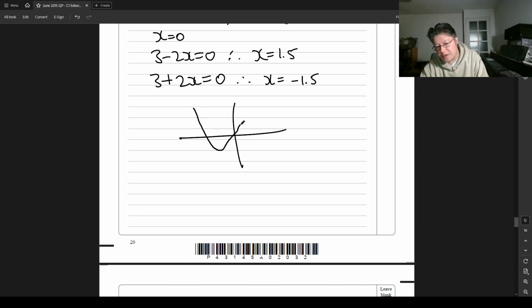Passing through the origin, and then there. So this is minus 1.5. That's the origin. We don't need to mark anything there. And this is 1.5. That's done.